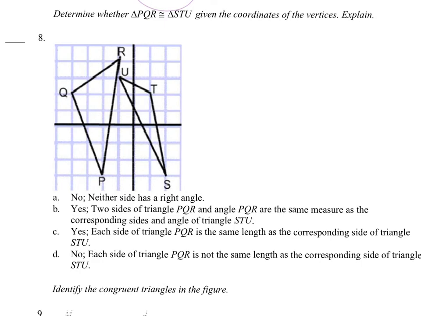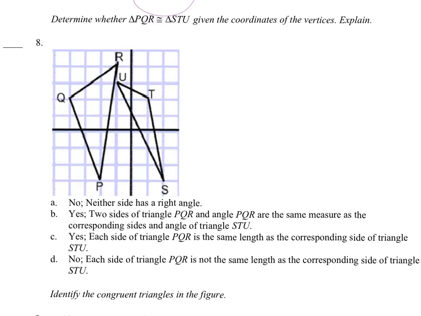Number 8. When I looked at this one, I thought, okay, let me compare these sides. UT would be corresponding to RQ, and RQ is a lot longer, so they're not congruent. It's just a matter of, is it A or D? A says no, neither side has a right angle, but really that has nothing to do with proving triangles congruent. And D says each side of the triangle is not the same length, which is why I said they weren't congruent. So my answer to number 8 would be D.